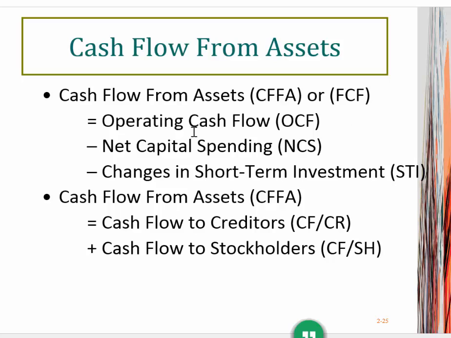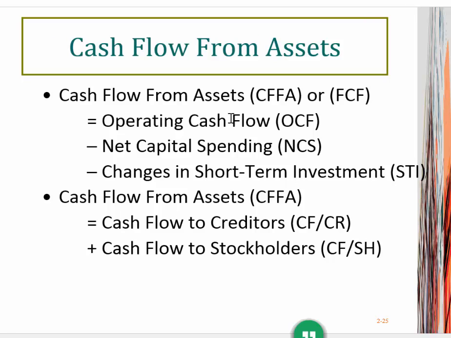And to find that, we have to calculate three things. We have to calculate the operating cash flow of the company. We need to subtract from that the net capital spending, or the changes in net fixed assets, and we have to subtract the changes in short-term investments. We have to look at changes in net working capital.